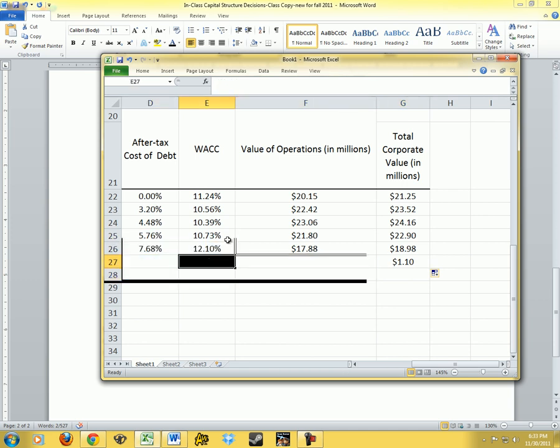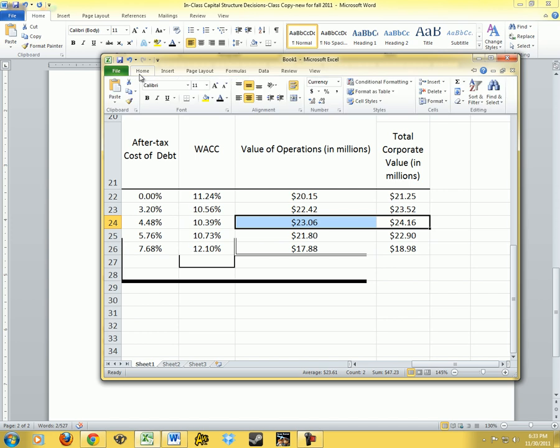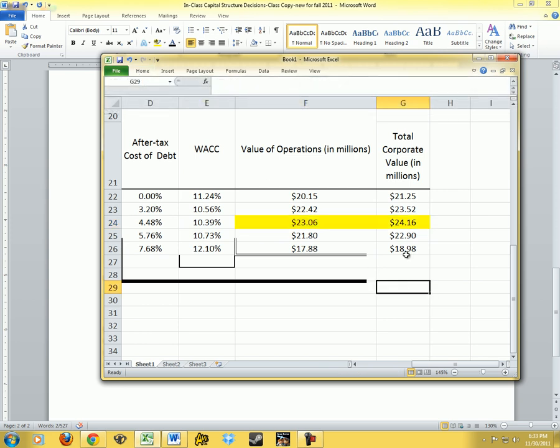Fix that real quick. Okay, here we go. We get 21.25, 23.52, 24.16. That's going to be where we want to put our capital structure right there, where the value of the firm is maximized.